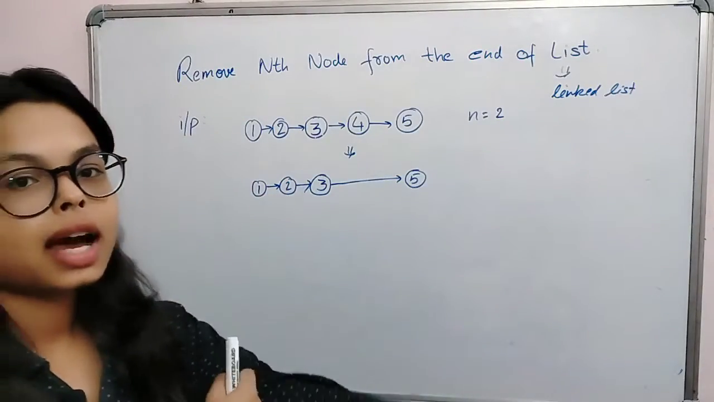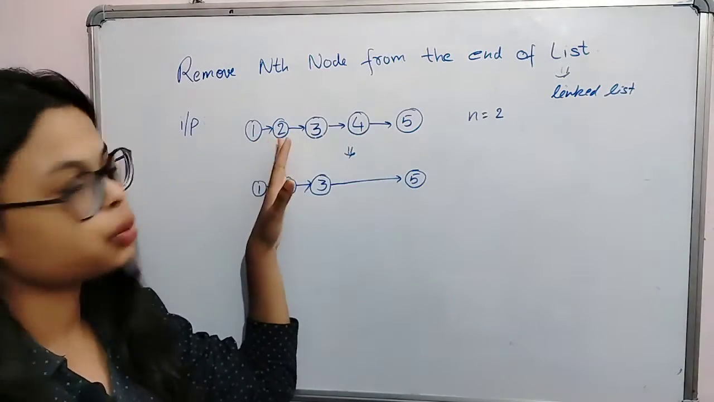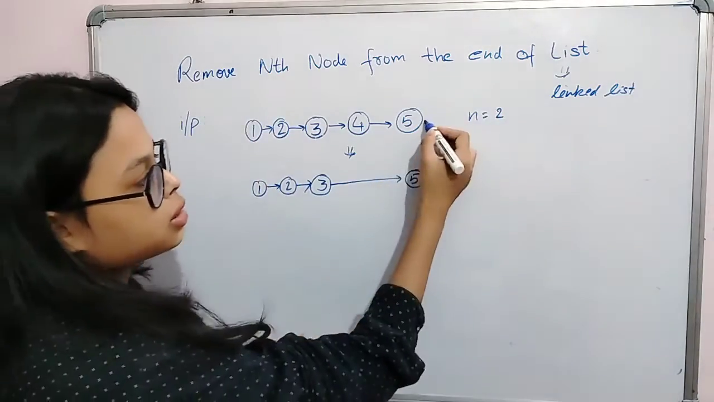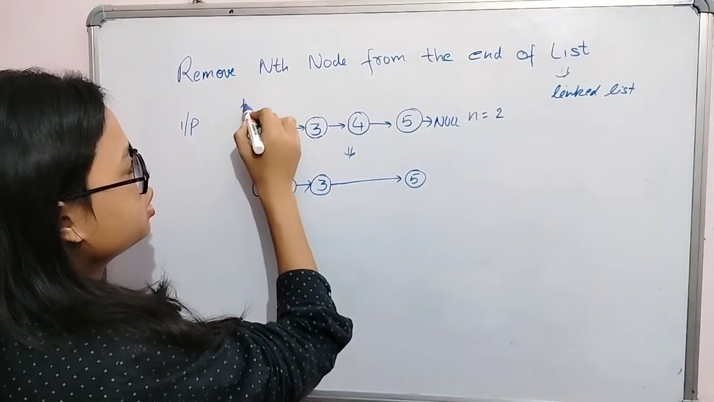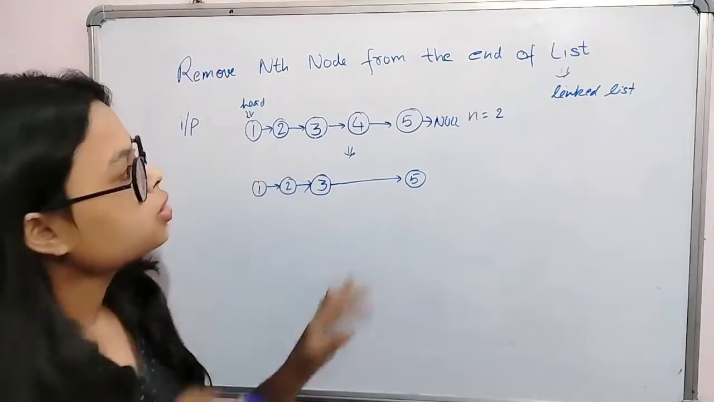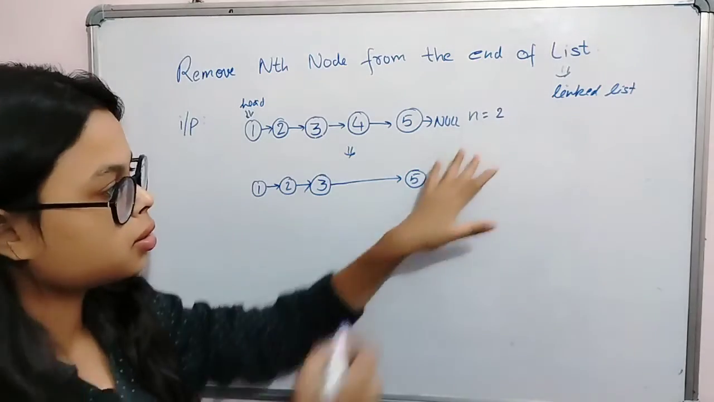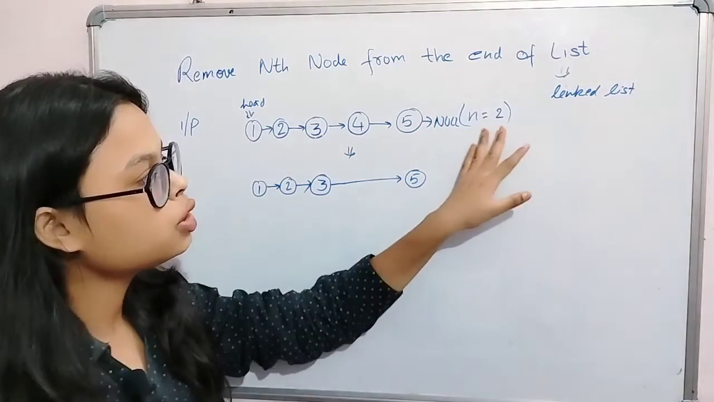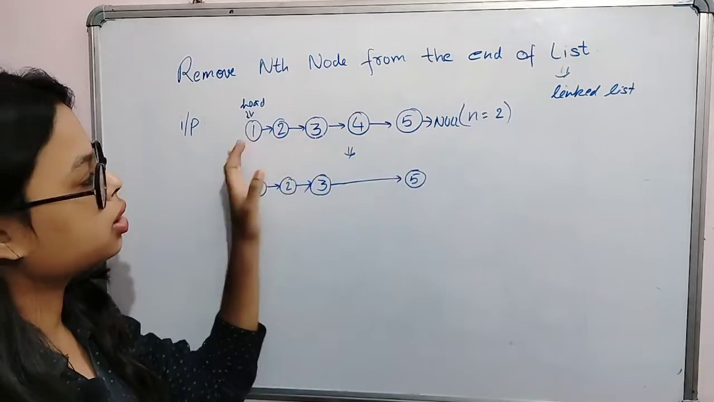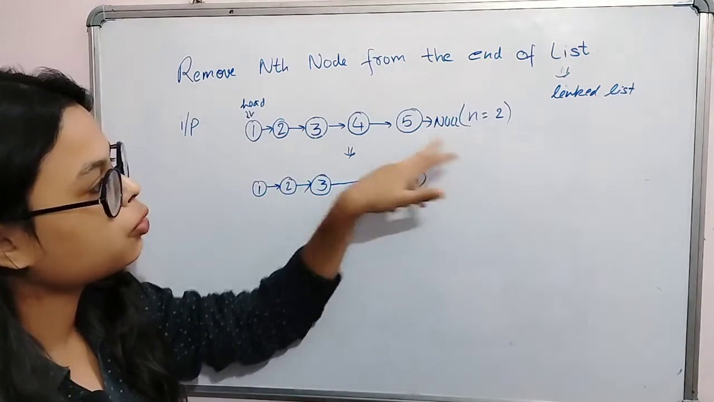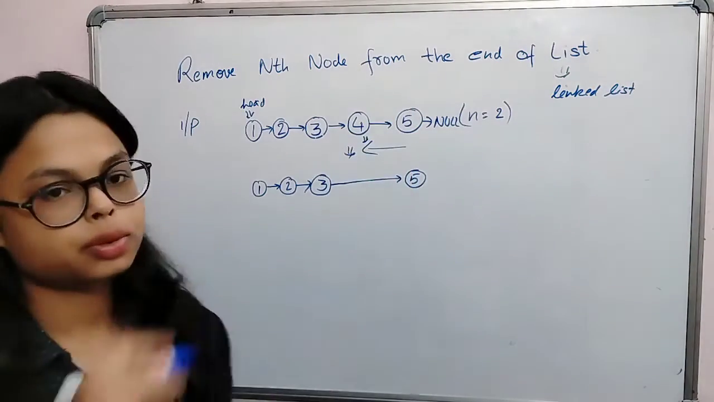In the example we are given this linked list: 1, 2, 3, 4, 5, where each node is linked to the other node. This is the head node. In the question, given a number n, we have to remove the nth node from the list from the end. In this case, the second node from the end is 4, so we have to remove this.